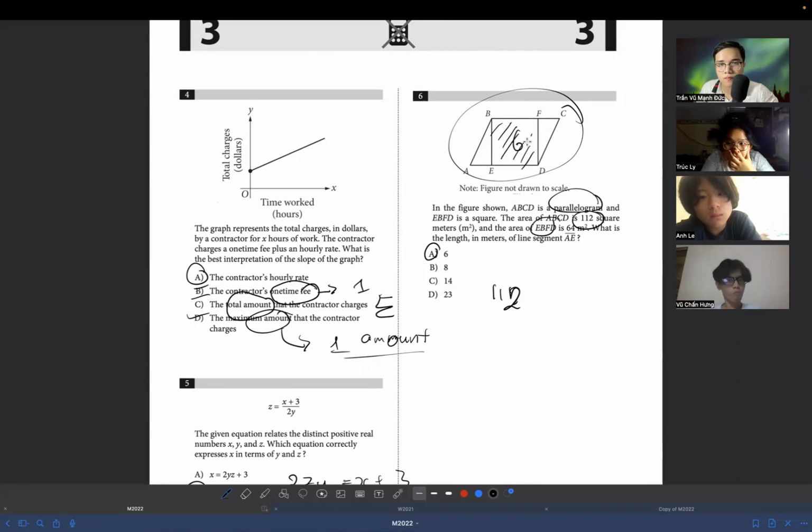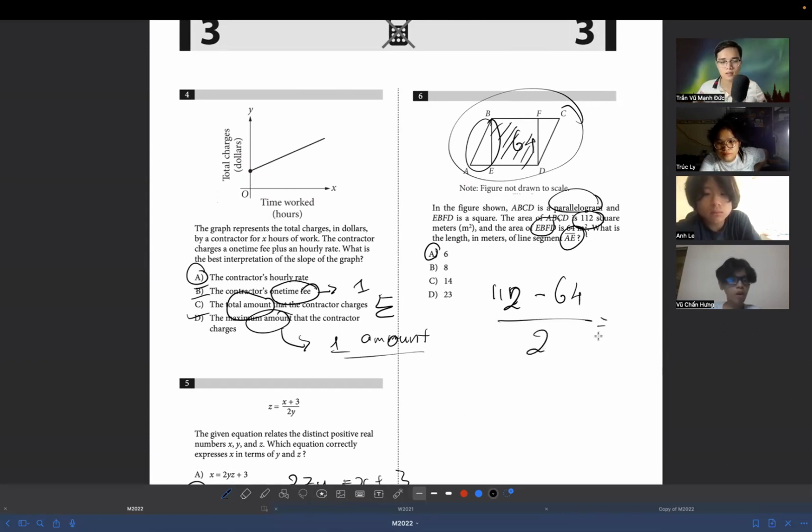It is 64, and they asked for the segment AE. So we can just calculate the area of this triangle, and then use the triangle area formula to calculate AE. So we subtract 64 from the total, right? EBF, yes, 64, and we divide it by 2. And it is, let me see, 112 minus 64 divided by 2.